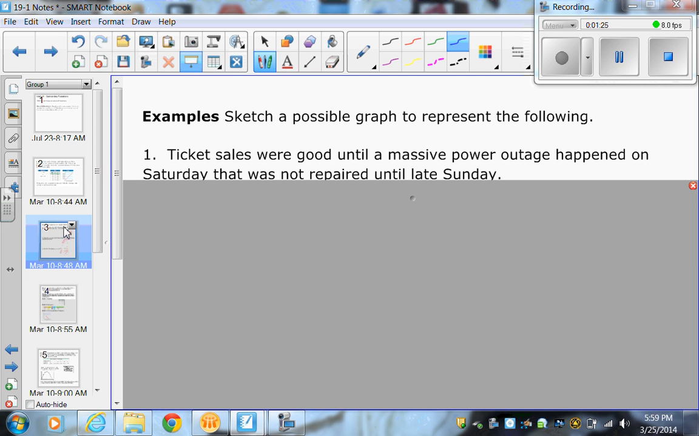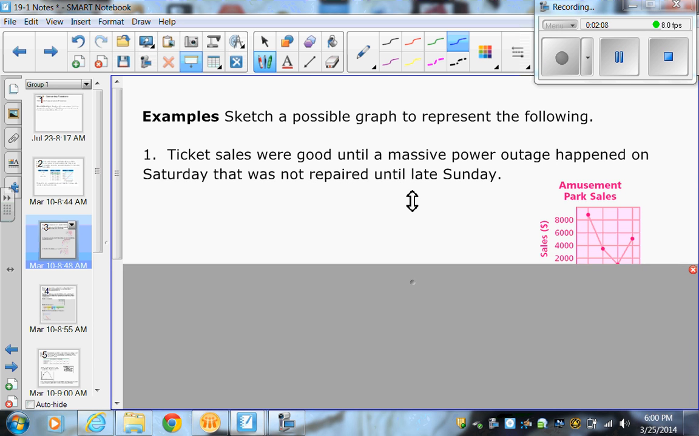So our first set of examples, we want to sketch a possible graph to represent the following. Now, just because I have the graph that I have on here doesn't mean it's the only graph that is acceptable. Keep that in mind. So the first thing is that ticket sales were good until a massive power outage happened on Saturday that was not repaired until late Sunday. So think about what will happen to the ticket sales. That's going to show a decrease of sales until Sunday, because the number of tickets aren't going to go back up until after the ride is fixed.